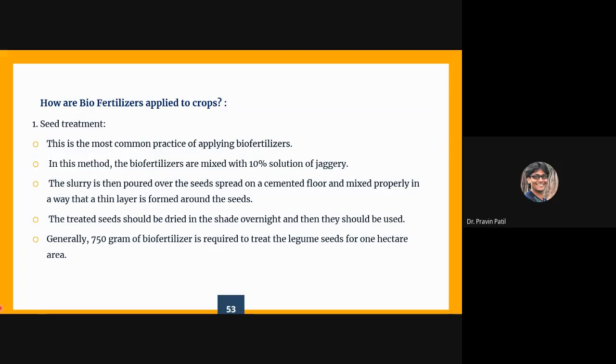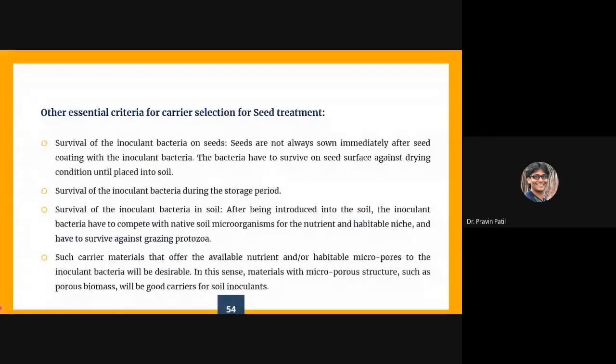Generally, 750 grams of biofertilizer is required to treat the legume seeds that can be sown in a 1 hectare area. Another essential criterion is that seeds are not always sown immediately. Maybe seeds are dipped into biofertilizer and kept in storage for a longer time. In that duration, the bacteria or the fungal strain have to survive. Otherwise, the efficiency at the end will be very low. The same goes for survival of the inoculant bacteria during the storage period. Similarly, when applied to the soil, it should not harm the soil. These things we have already discussed as ideal characteristics of a carrier.